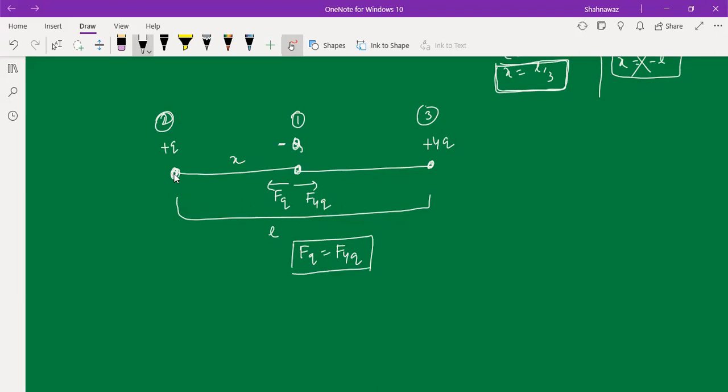And for the second part, what are the forces acting on this charge? One force is due to minus Q, which is attracting it. So this is FQ. And one force is due to this charge, which is repelling it. So this is F4Q. So for the second point to be in equilibrium, your FQ is F4Q, right?